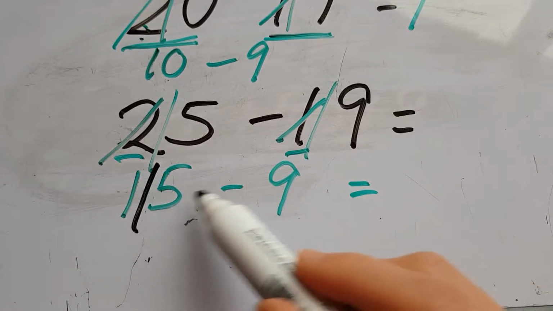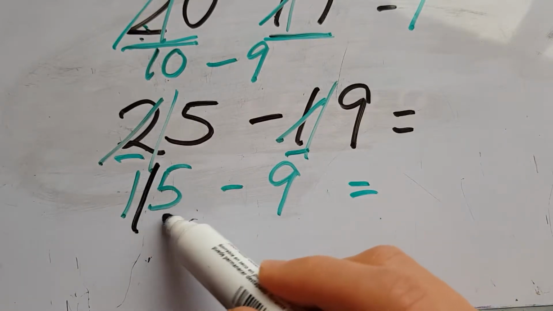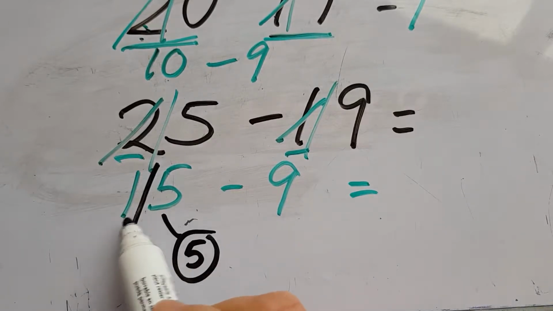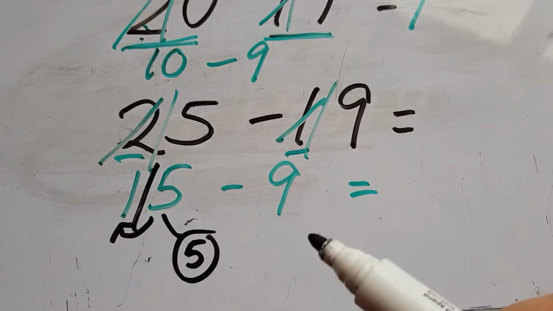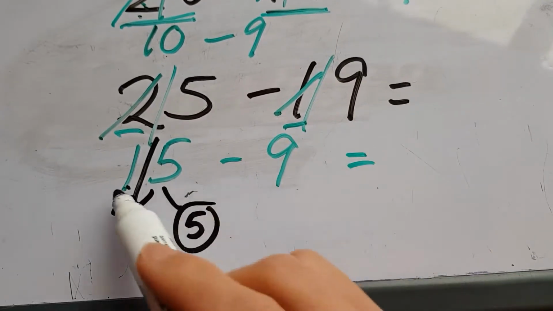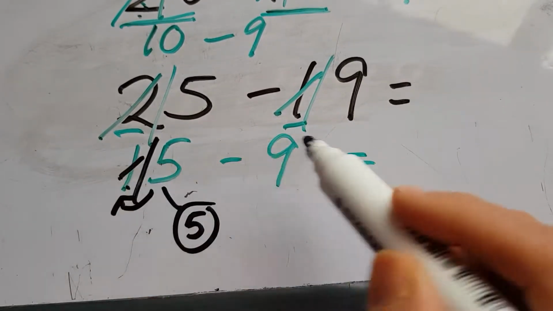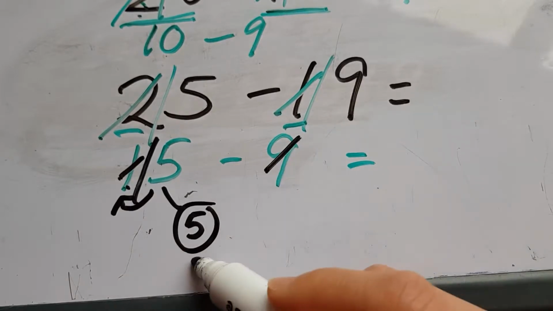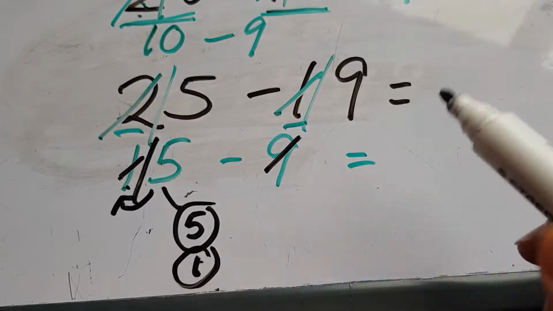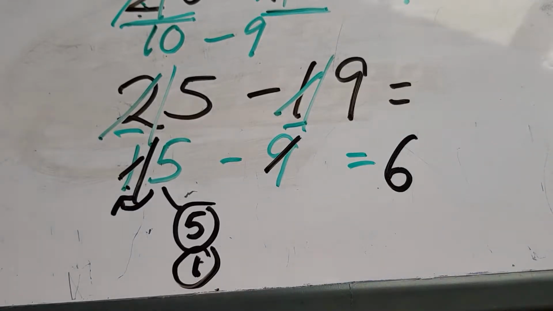Units take away units. 5 is not enough to take away 9. So leave the 5, save it in your pocket. And then what happens? You go next door and borrow a 10. So what is 10 take away 9? It is 1. So you use the 10 to pay for the 9, and then you have £1 change left. So you have 5, add 1 more, and you have £6 left.